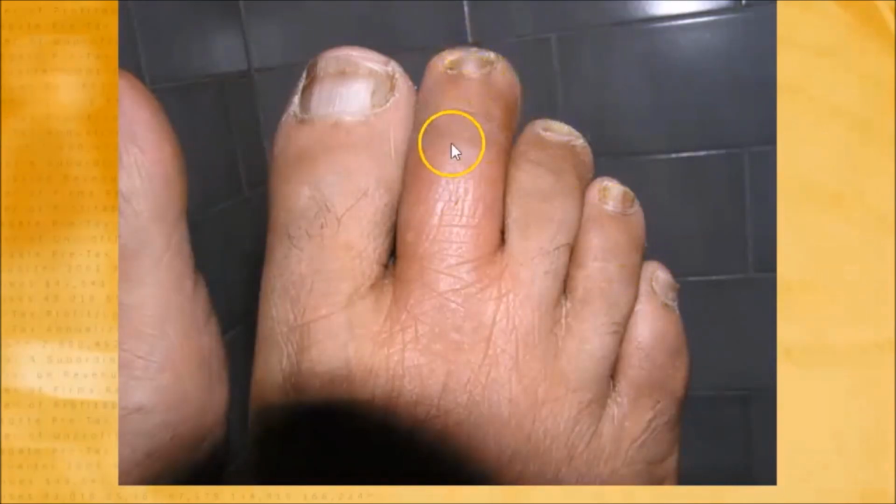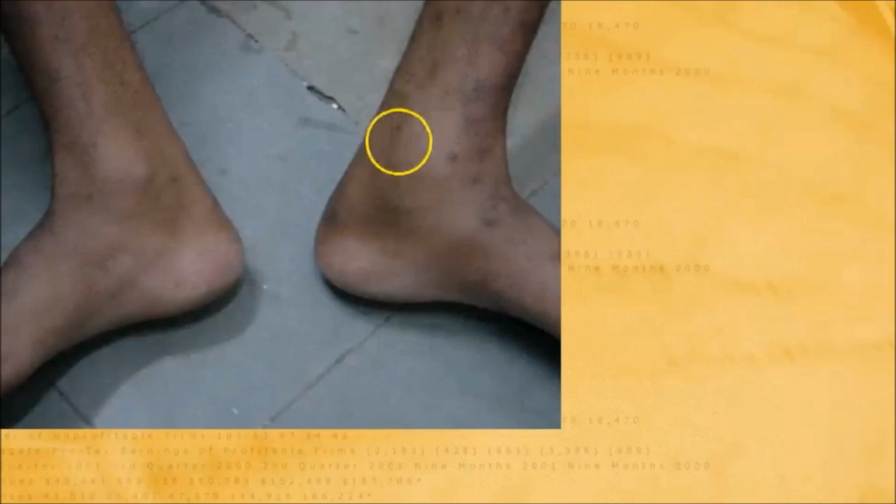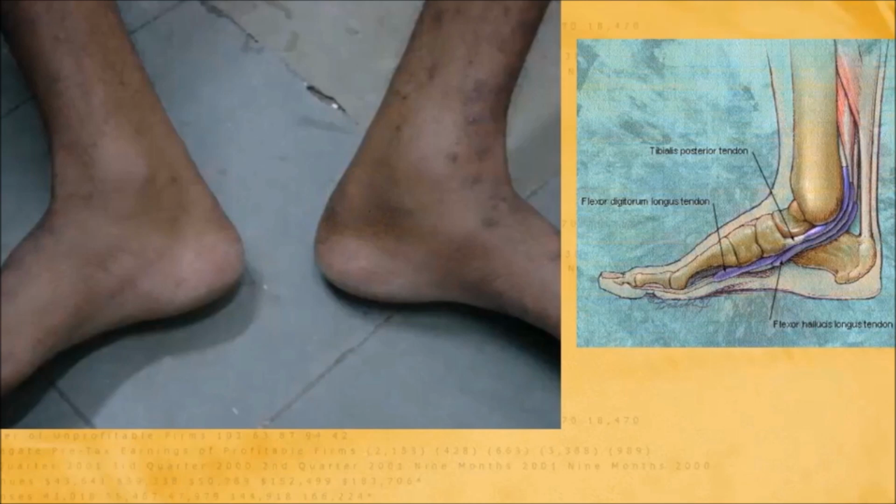Here you can see dactylitis. The entire toe is painful, swollen and red. This can happen to any of the toes. Here you can see inflammation in the ankle, wherein the ankle is painful. And second, there is enthesitis. It is this Achilles tendon where it gets attached to the calcaneum bone is inflamed. So Achilles enthesitis that you can see here because of ankylosing spondylitis.